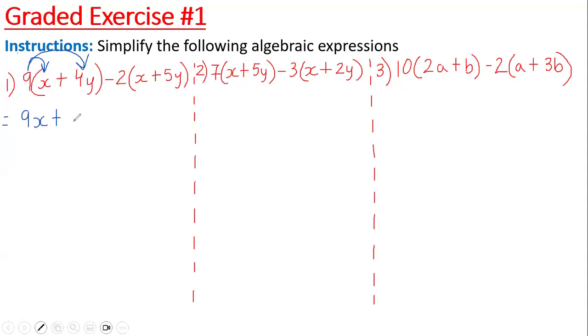9 times 4 is going to be 36. It's going to be 36y. Do y'all understand that? Yes, sir. So we have 9 times x, which is 9x. Then we have 9 times 4, which is 36y. Evan, you understand that?